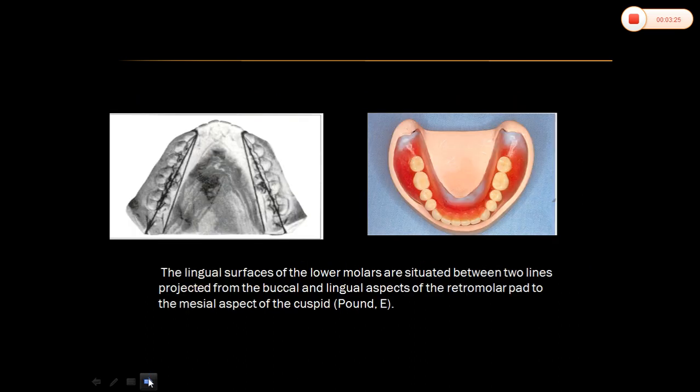In the picture shown, the lingual surfaces of the lower molars are situated between the two lines projected from the buccal and lingual aspects of the retromolar pad to the mesial aspect of the mandibular canine. This is nothing but Pound's triangle or Pound's formula. The lingual surfaces of the lower molars are situated between two lines projected from the buccal and lingual aspects of the retromolar pad to the mesial aspect of the cuspid.